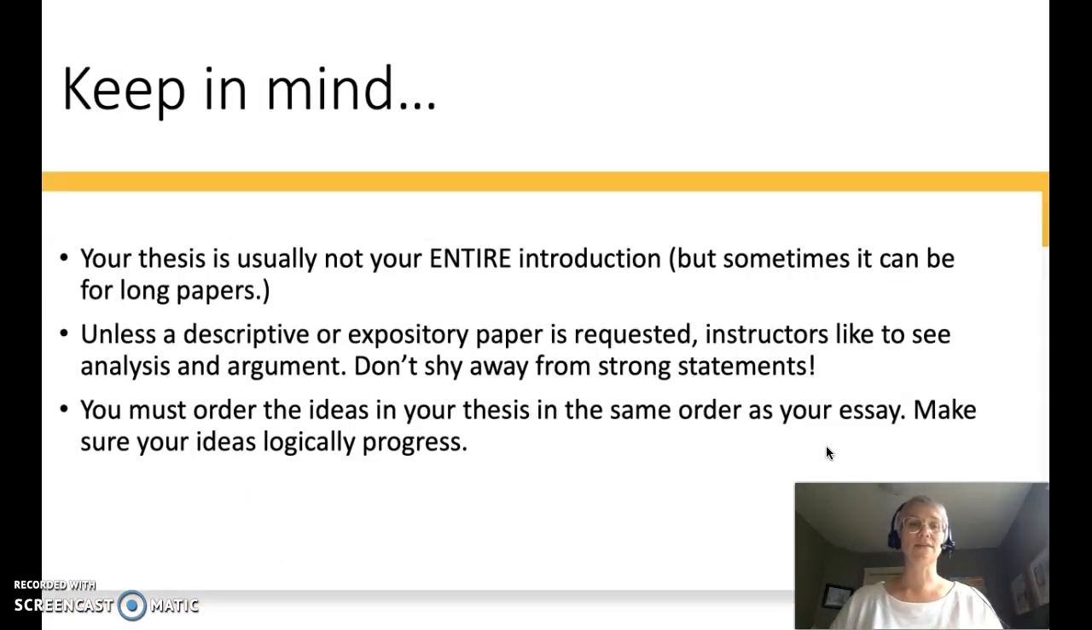Keep in mind that your thesis is not usually your entire introduction, but sometimes it can be for very long papers. It simply just depends. Typically you have an opening statement and a linking sentence before and after the thesis, and if you're writing a paper for an English course, then you might need to also introduce the novel and the date, and so on.